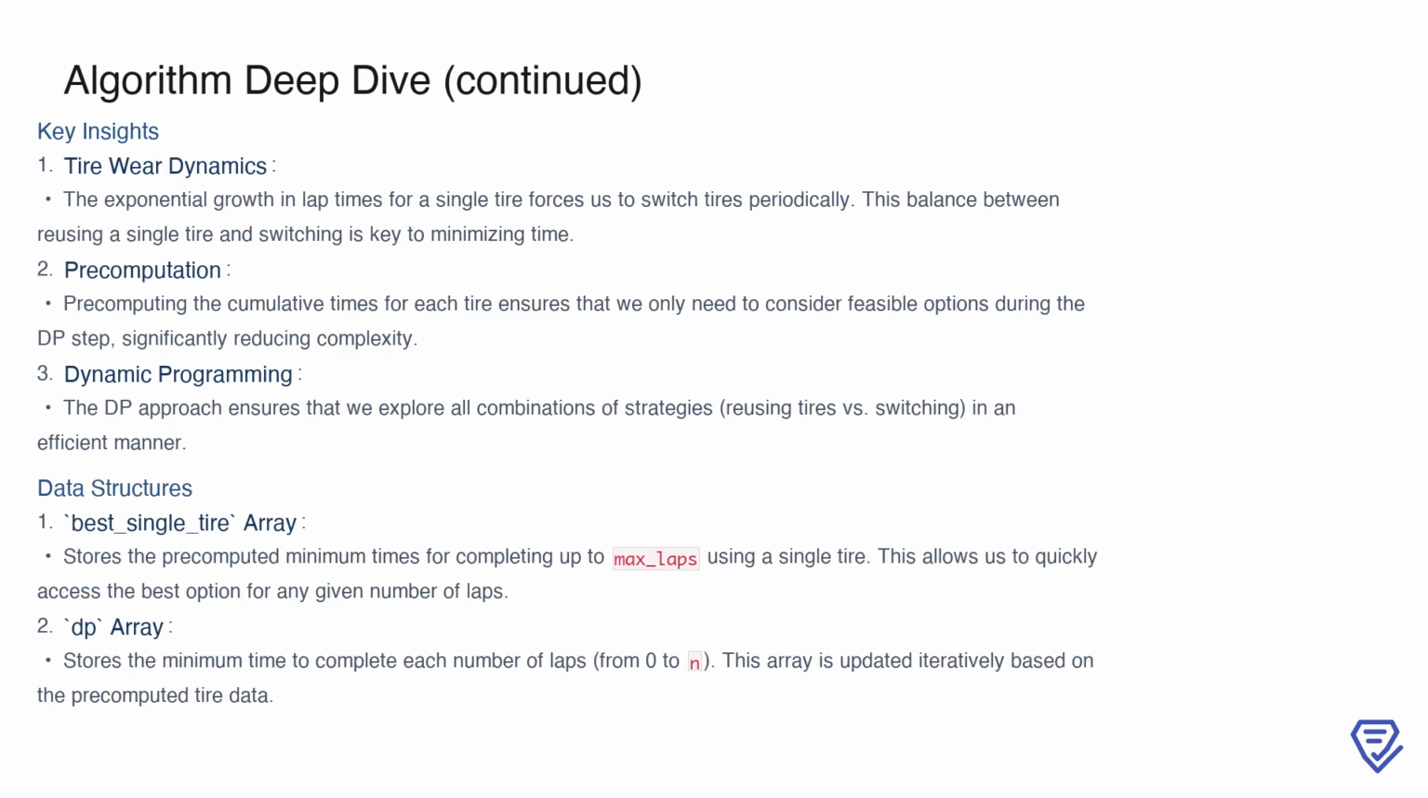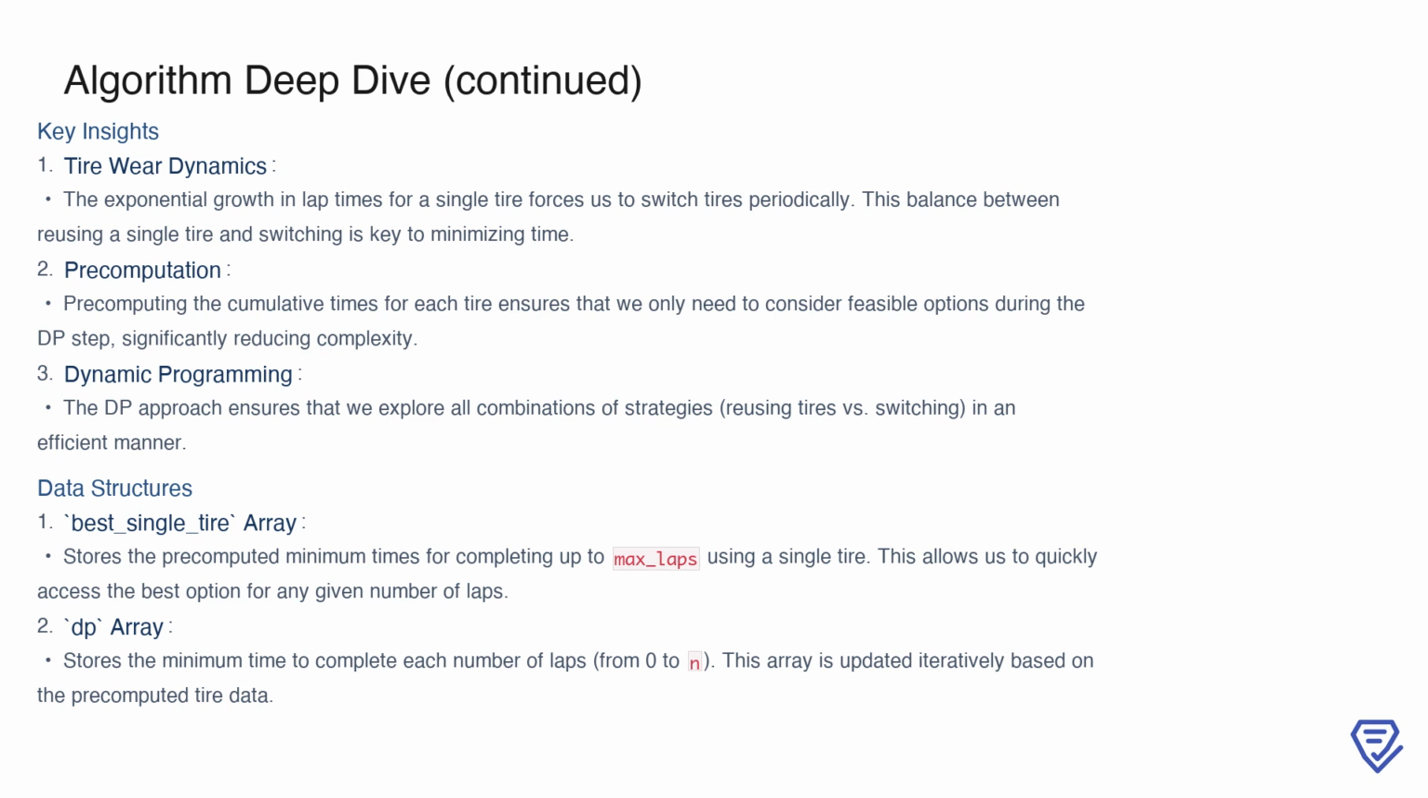To better understand the algorithm, let's highlight a few key insights. First, the exponential growth in lap times due to tire wear necessitates periodic switching of tires. This creates a balance between reusing a single tire and incurring the cost of switching, which is central to minimizing the total time. Pre-computing the cumulative lap times for each tire is a crucial optimization, as it allows us to focus only on feasible options during the dynamic programming step. This reduces the overall computational complexity.